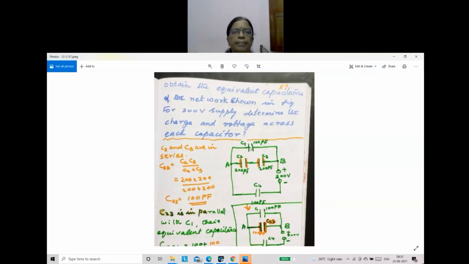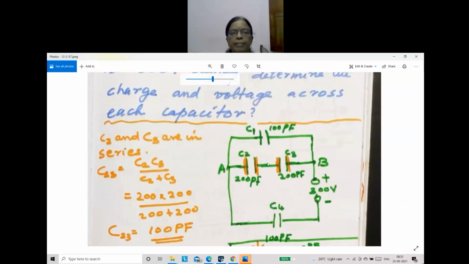Okay. So first which one can we do in this, children? Which one? Series. C2 and C3, we can find out C2 into C3 by C2 plus C3, that will be C23. We are naming the new combination capacitor as C23, with 2 and 3 connected in series. C23 equal to C2 into C3 by C2 plus C3. We got the answer 100 picofarad.